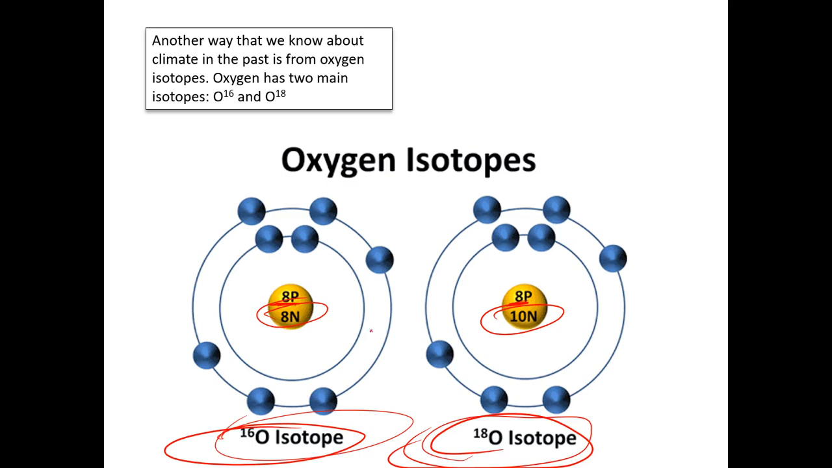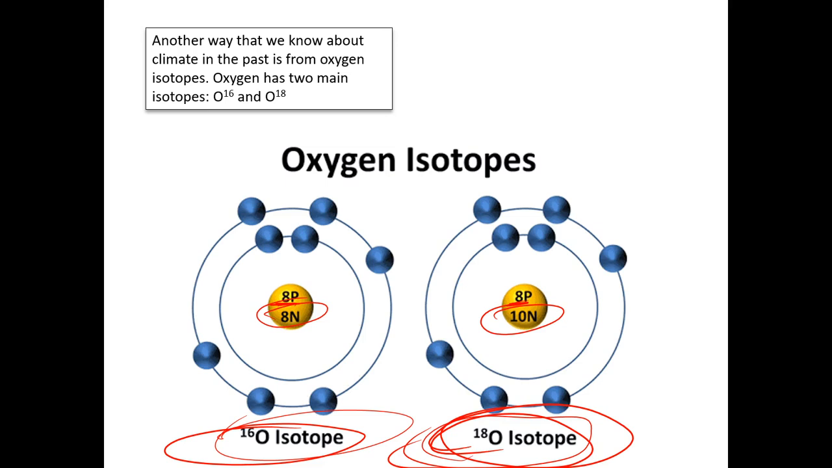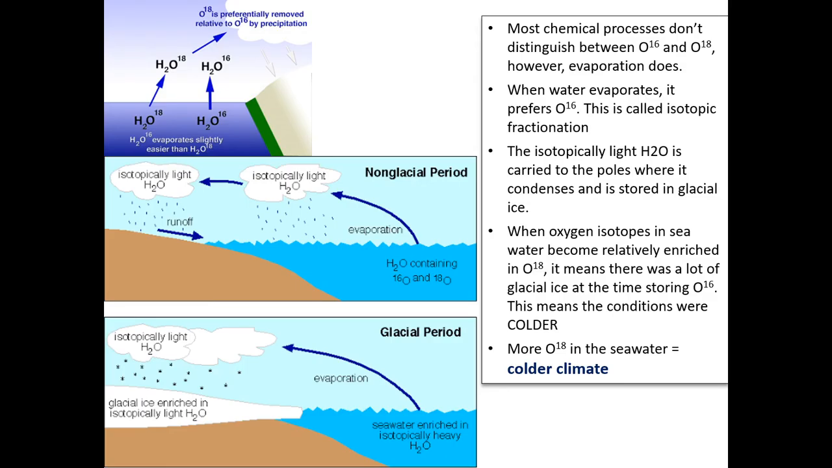The amount of oxygen 18 in the oceans at any given time depends upon the average temperature of the ocean. I'll explain that a little bit. Basically, what you need to know is that there's a relationship between the concentration of oxygen 18 and the temperature of the ocean water. This is how it works. Oxygen 18 vibrates because it's heavier.